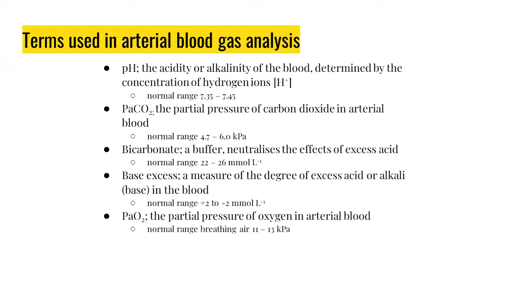PaCO2 and PaO2 are a measure of carbon dioxide and oxygen in the body. Bicarb is a buffer and makes up the majority of base excess. Therefore, you can normally interpret these values the same.